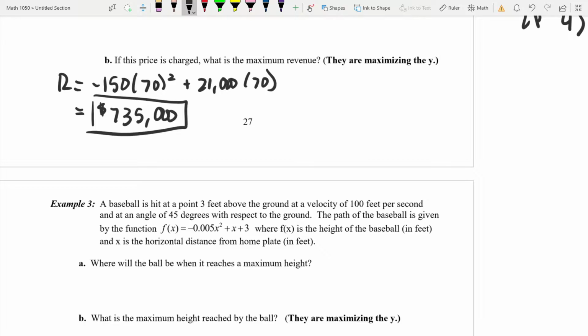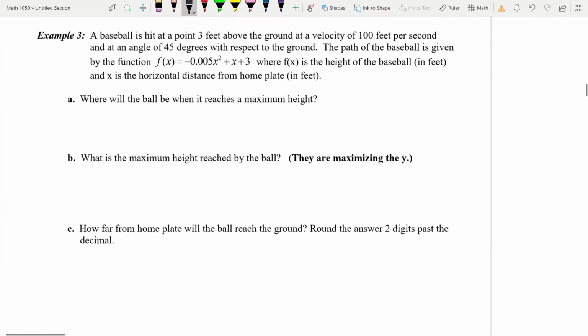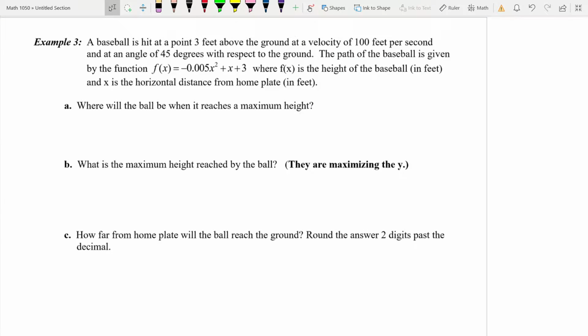Okay. Question 3. So you guys were scared that these were word problems. This is not scary so far, right? So far, so good. Okay, question 3. A baseball is hit. Don't start without me, okay? We're going to do this together. You're going to have plenty of time at home or in lab to do this on your own.